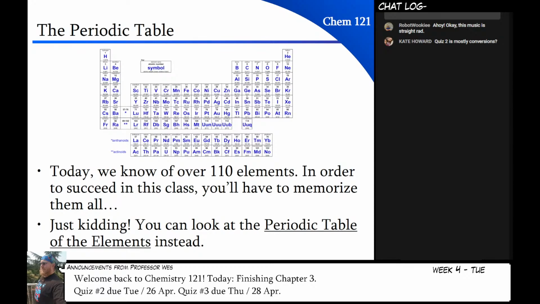Lab worksheet number 2 also will be assigned this week. Quiz number 2 is all the stuff from chapter 2. So, conversions, density, maybe a temperature problem, stuff like that. But yeah, it's everything from chapter 2.